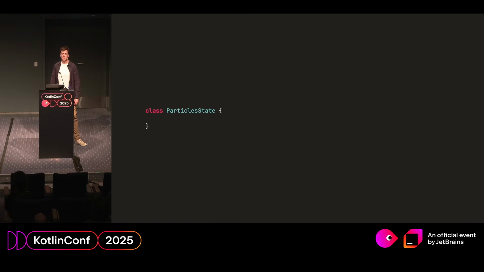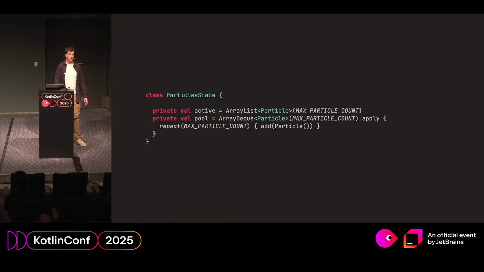The way this basic particle system works is it has two different collections. The active particles, the ones that are actually on screen at the moment, and then a pool of available particles for us to draw from. The reason we want to do this is we're trying to minimize the number of allocations we're doing every single frame.